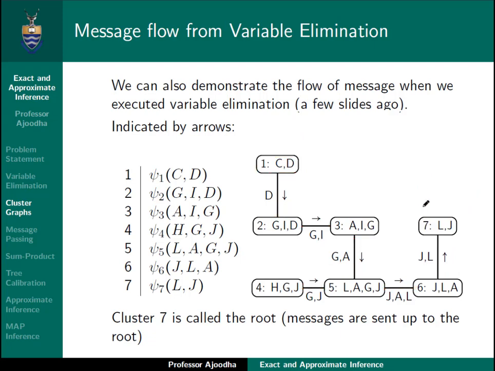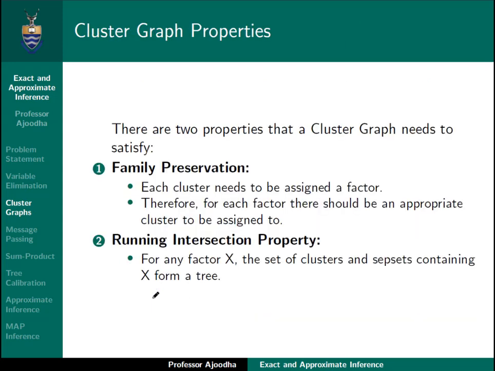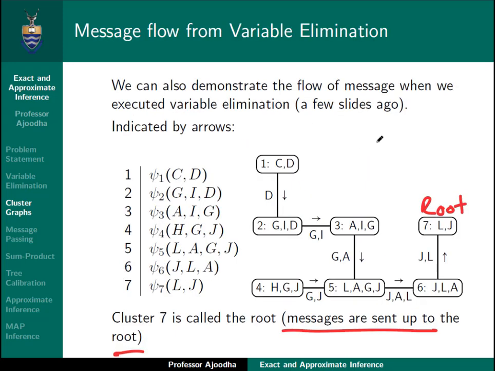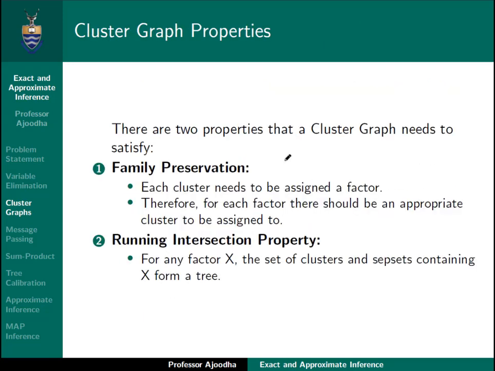Okay, so this last cluster has a name. It's called a root. It's called the root because all of the messages are sent to the root. It's a bit counterintuitive from what roots are in trees, but this is the language we use in graphical models. So now we've defined the cluster graph. Very nice. But now there are two properties you need to remember when you're creating these cluster graphs. So thing 1 and thing 2.